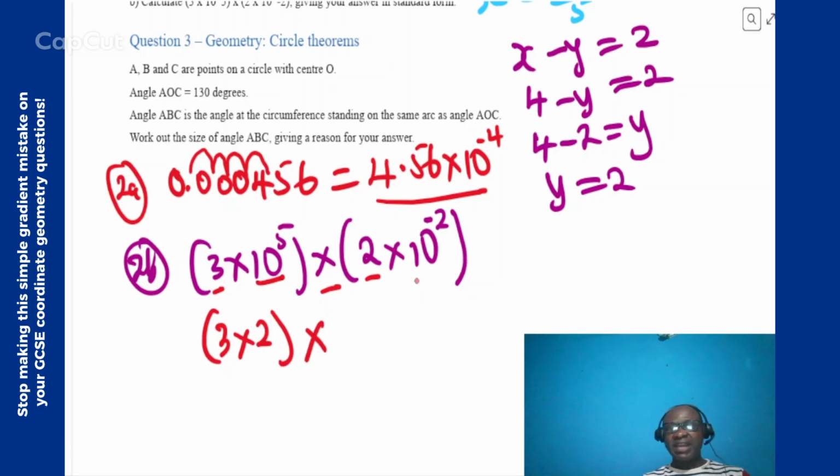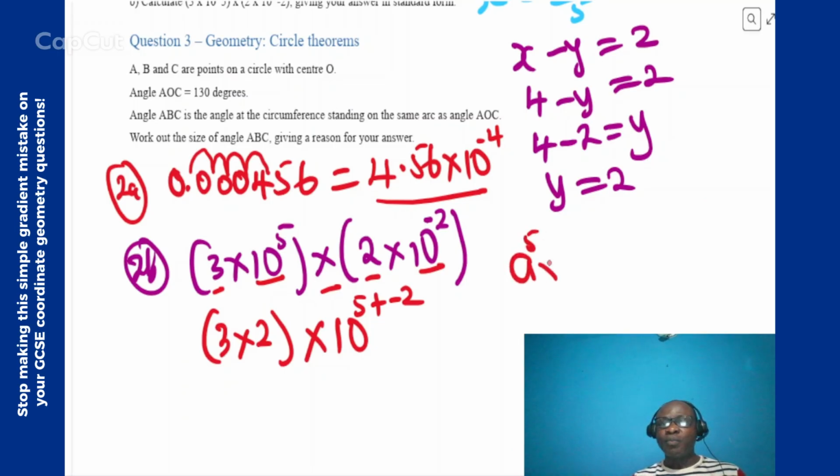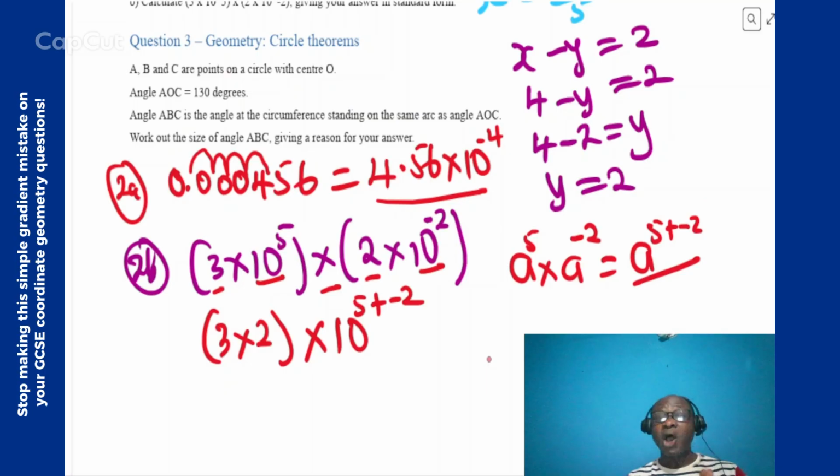This is base 10. This is base 10. Just write 10 raised to power 5 plus -2. What does it mean? In indices, when the bases are the same and they are multiplying, you simply add the powers. What I mean is, if I give you a raised to power 5, multiply by a raised to power -2, that is equal to a raised to power 5 plus -2. Can you see that? That is the law of indices.